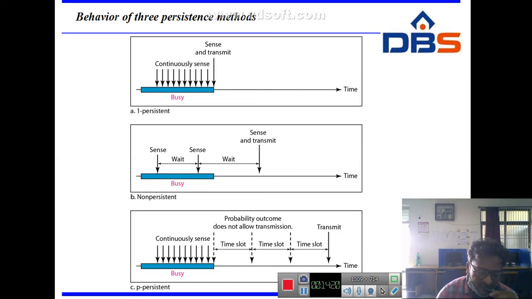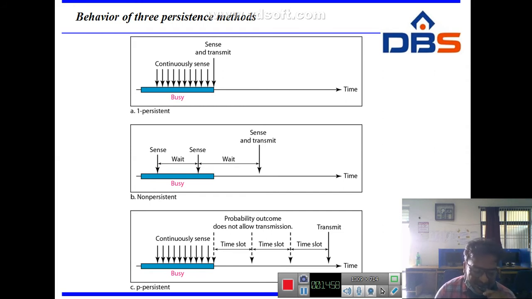In this p-persistent approach, it combines the advantages of the other two strategies. It reduces the chance of collision and improves the efficiency. In this method, after the station finds the line idle, it follows these steps. With probability p, the station sends its frame. With probability q equal to 1 minus p, the station waits for the beginning of the next time slot, and checks the line again.